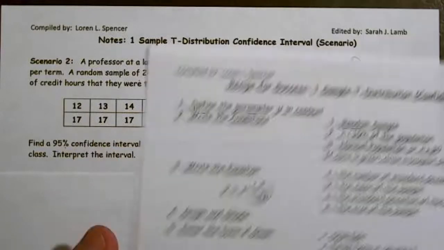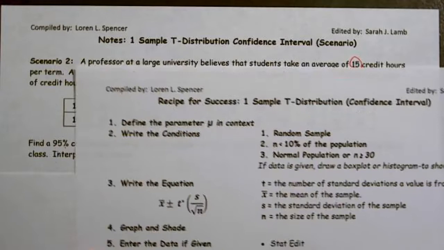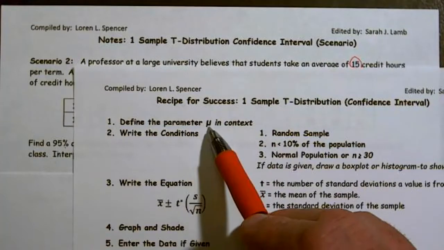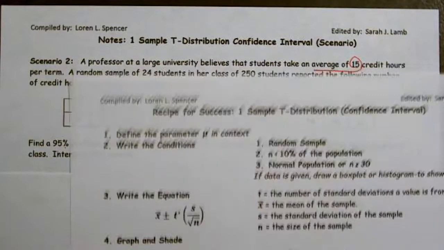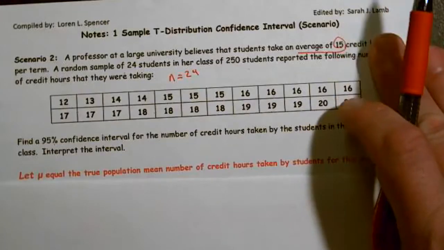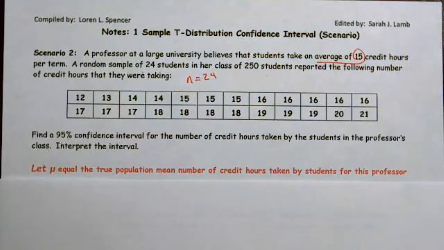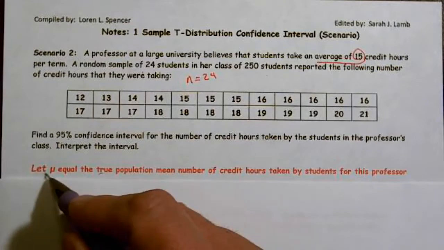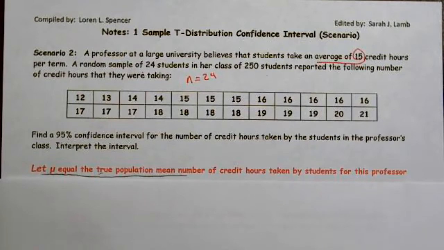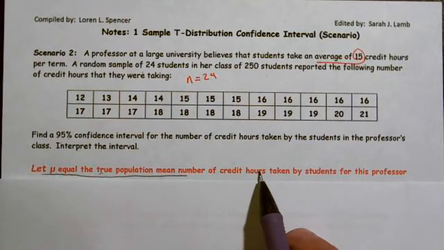All right, so when I take a look at this, the very first thing the recipe says is define the parameter mu in context. Well, mu is going to be the average number of credit hours because that's what our interest is in. So let mu equal the true population mean number of credit hours taken by students for this professor. These are key words. Please do not get rid of this. Let mu equal the true population mean. That should be part of any time you're doing a confidence interval for means, to start with that. And then we're talking about credit hours. So there's the credit hours for this professor.